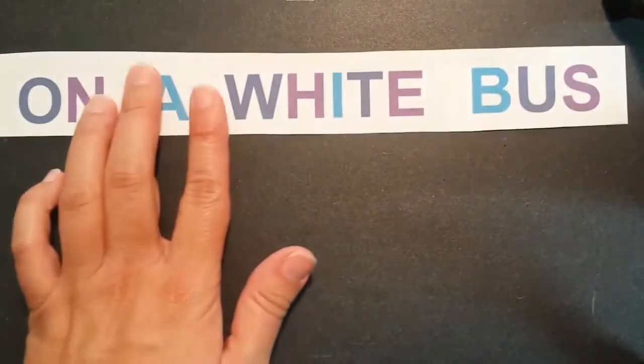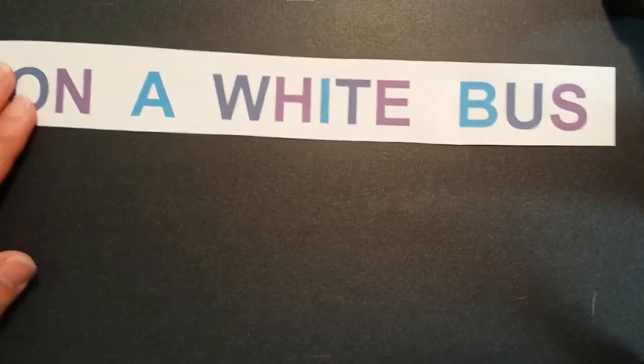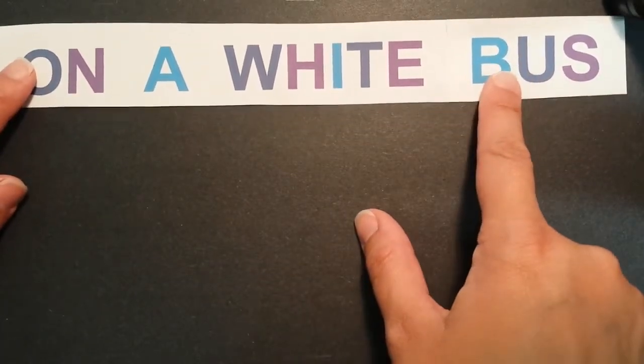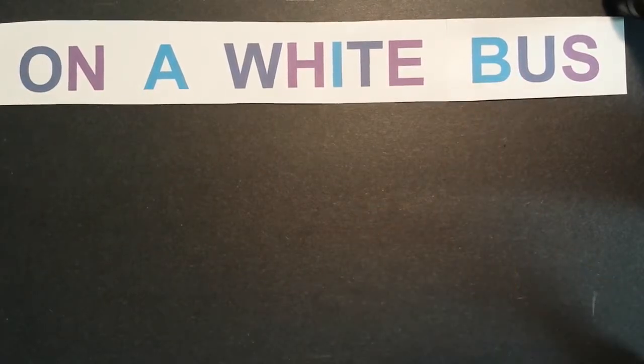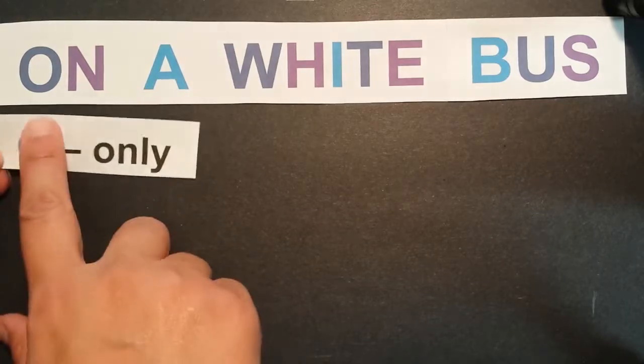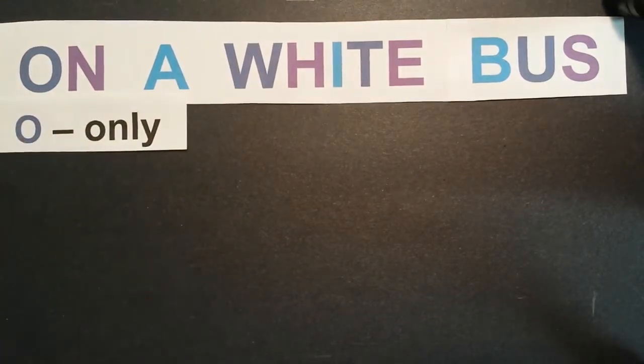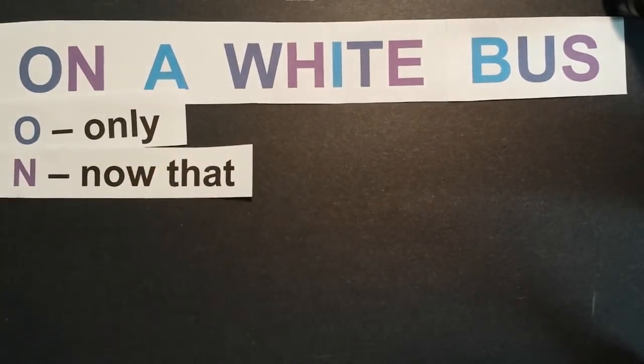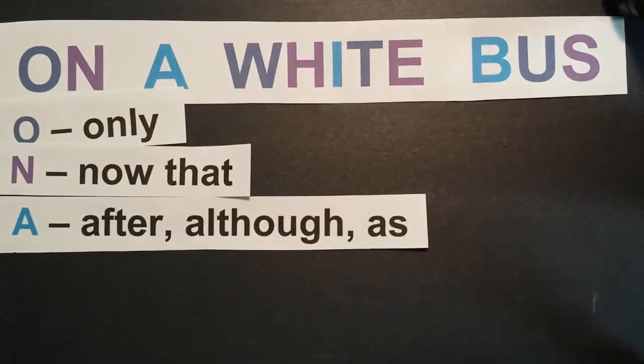Now, how do you know what your subordinating conjunctions are? Well, there are quite a few subordinating conjunctions, and you don't really want to memorize them all because there are quite a few of them. But this is a little phrase that can help you learn most of them: "on a white bus." The O stands for only, now that. After, although, and as.